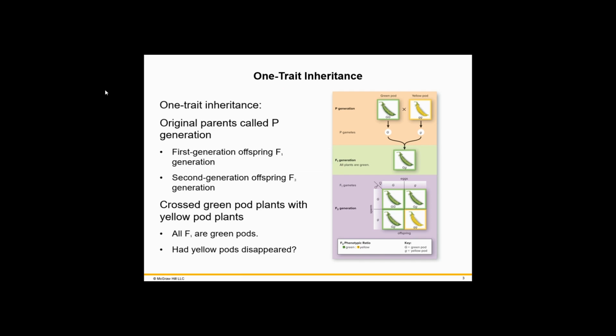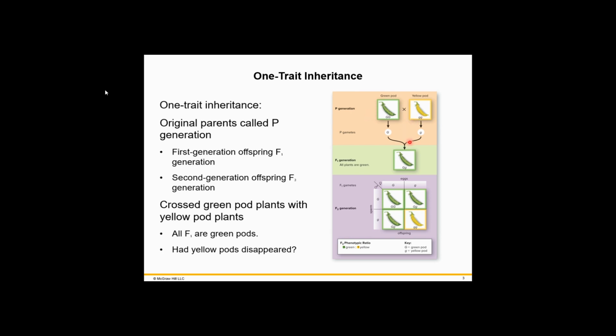And so this is coming from your original parents, and it's noted as the P generation, and P standing for your parental generation. So then you'll have your first generation of offspring when those are combined. So that's your F1. And then you'll have an F2, which is your second generation. So he started with crossing green pod plants with yellow pod plants. So he crossed a green and a yellow pod. And so this was your P generation right here that were crossed.